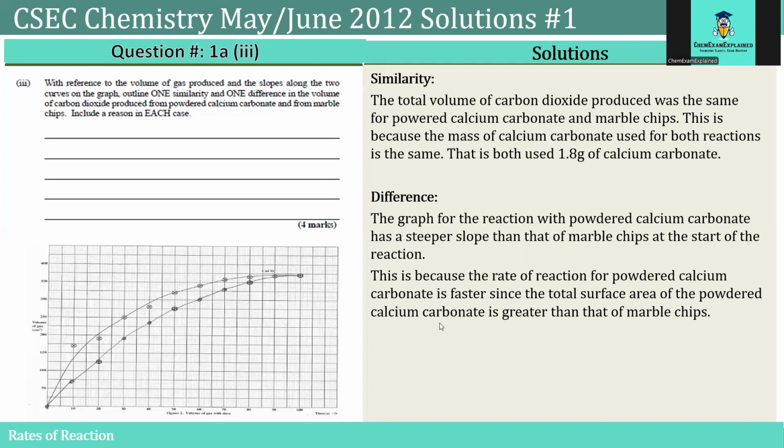And how do we know that it is faster? The steeper the curve, the faster the reaction rate. So this one here at the top is faster, and this one is slower. So this one would represent the powdered calcium carbonate, and this one would represent the marble chips calcium carbonate.